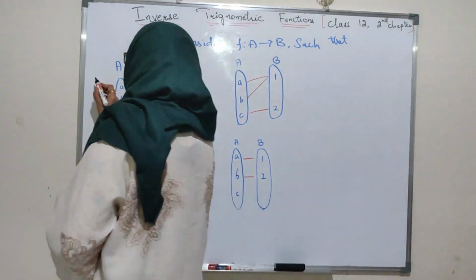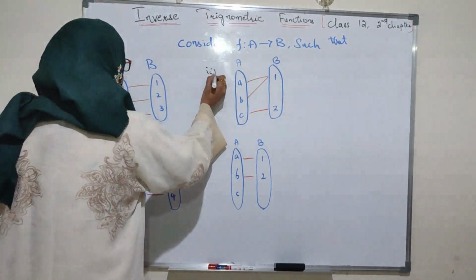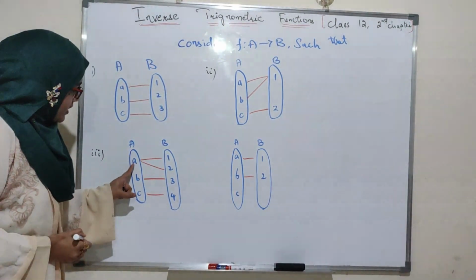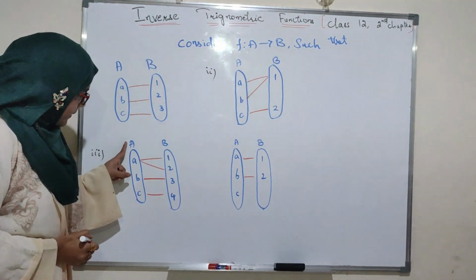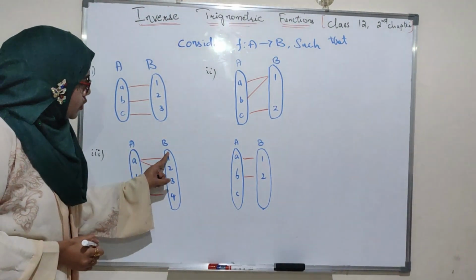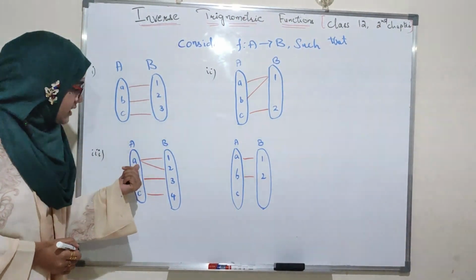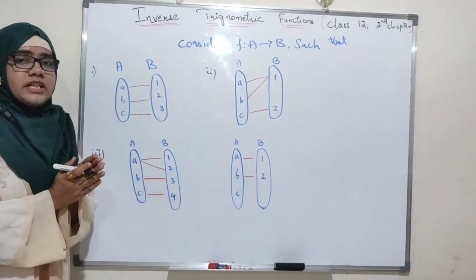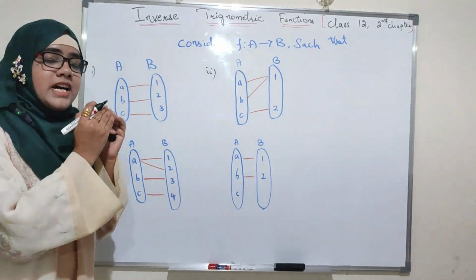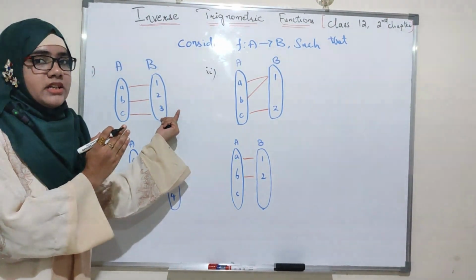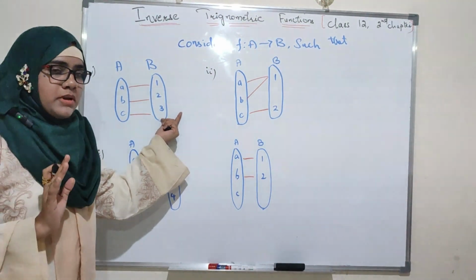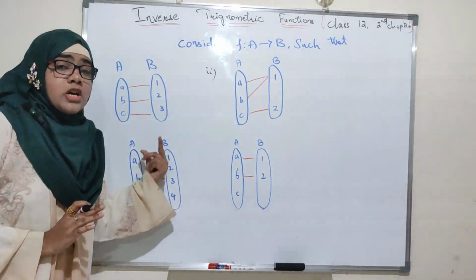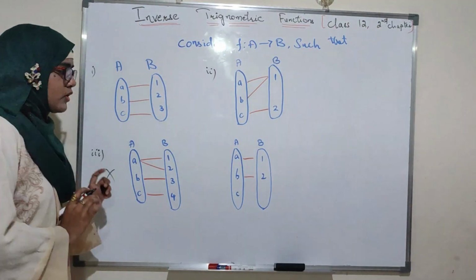Now consider the third case. See here, in this case, the element A from set A is connected to two elements of set B, or we can say this element A has two images in set B. The rule for a function is that every element must have only one image in set B. Here element A has two images in set B, so it will not form a function.